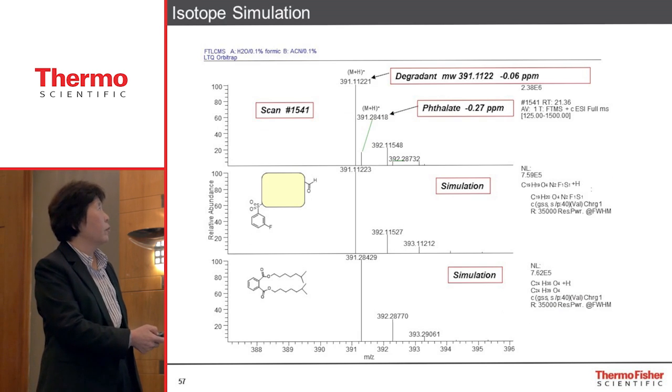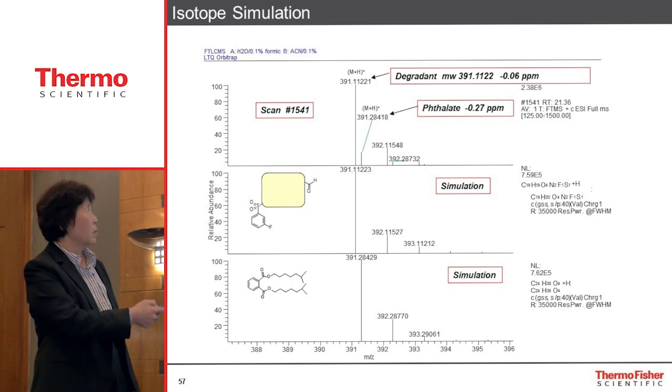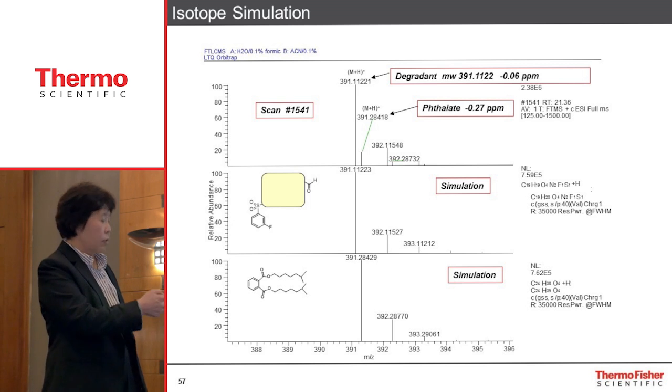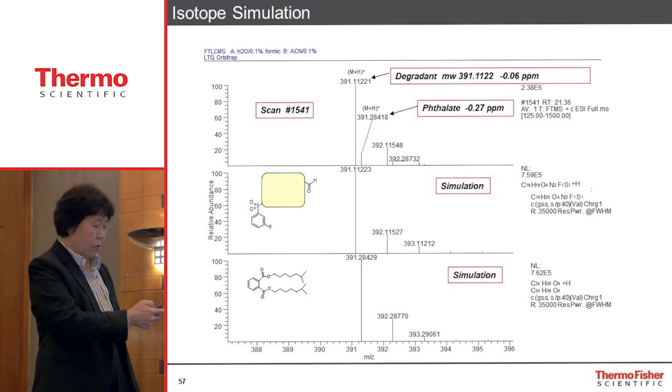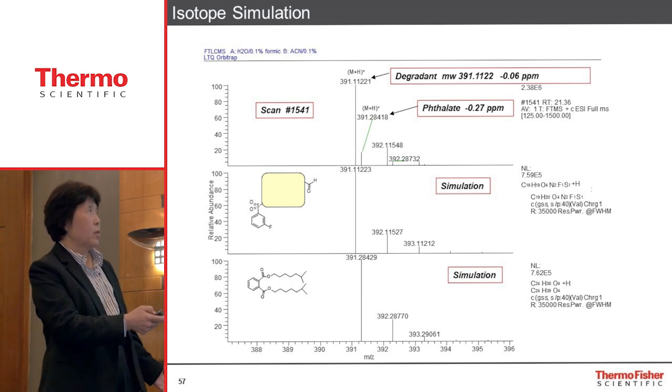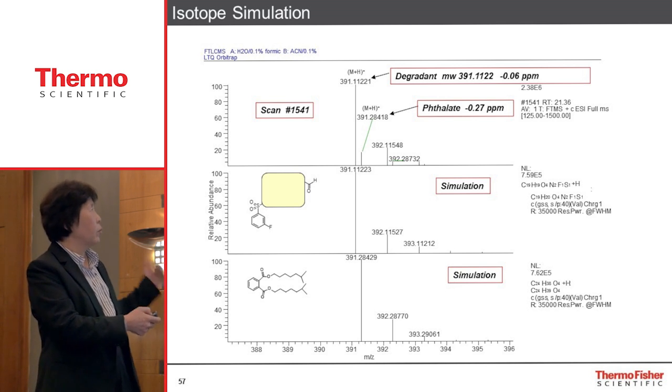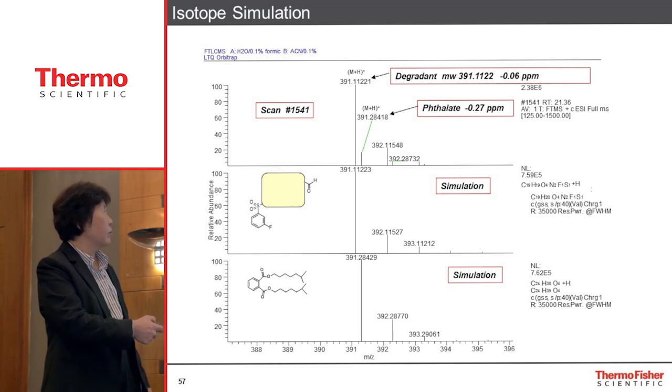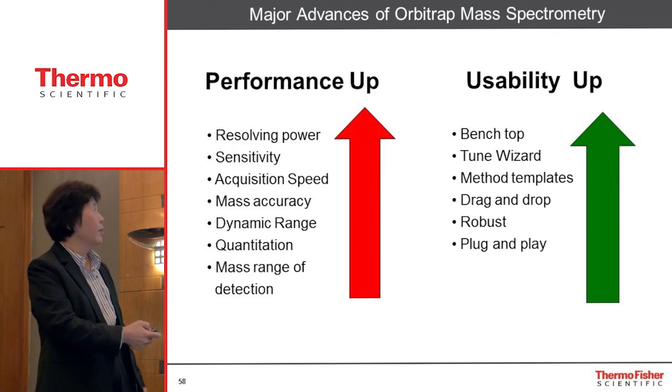So when we take a look at the isotope simulation, it's very clear. They are different. By combining with the MS mass fragment, we quickly came up with the structure. So I can't show you though.